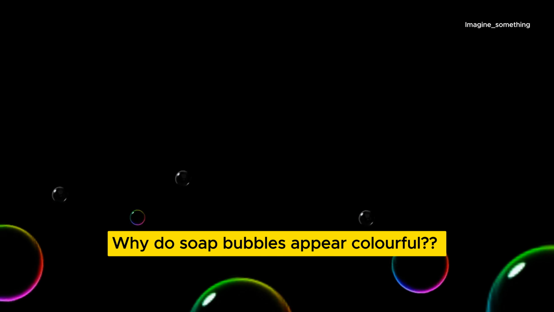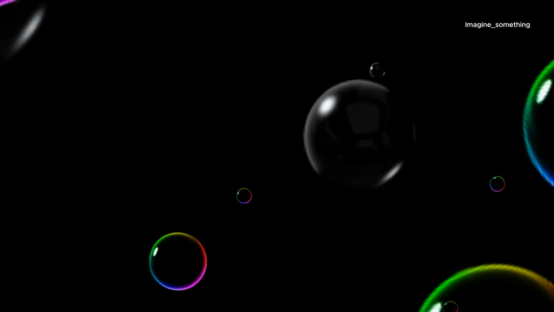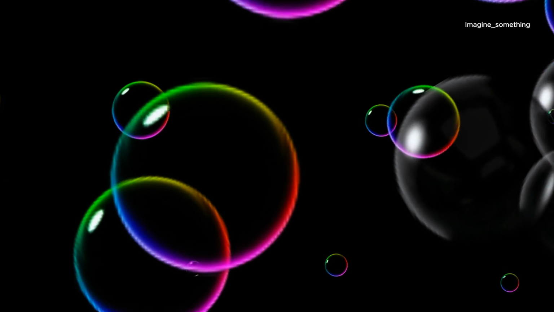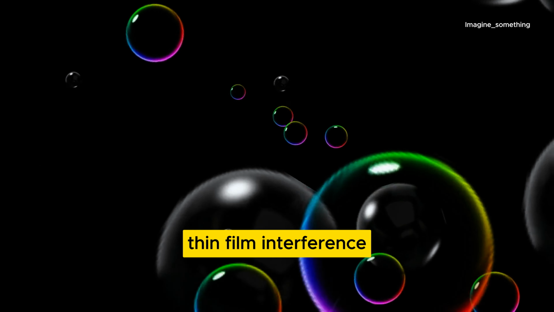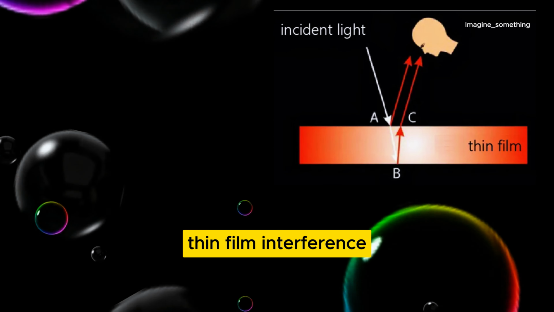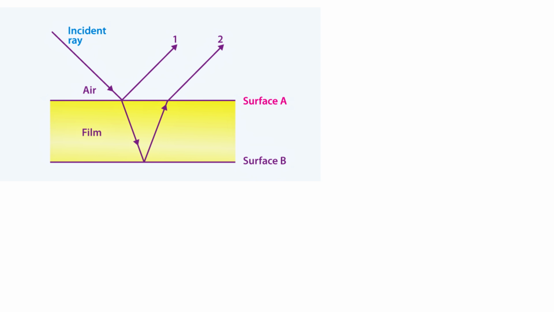Why do soap bubbles appear colorful? Apart from the spherical shape of a soap bubble, there is another fascinating aspect, the vibrant colors on its surface. These colors are due to thin film interference. Let's understand how thin film interference leads to such vibrant colors. Before that, let's break down the phrase thin film interference. The film is so thin, only a few hundredths of the diameter of a human hair, that is 10 to the power minus 9 to 10 to the power minus 6 meter.